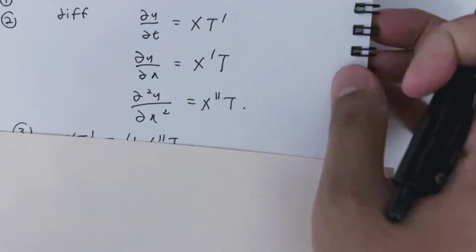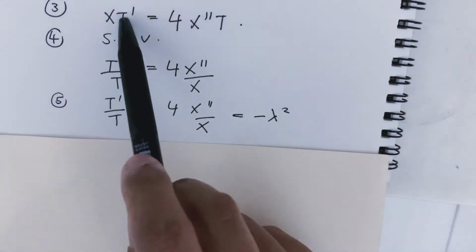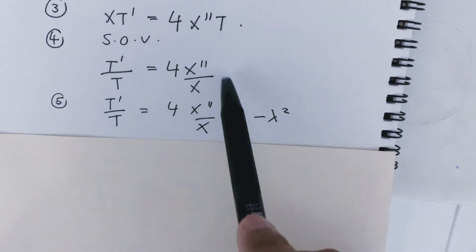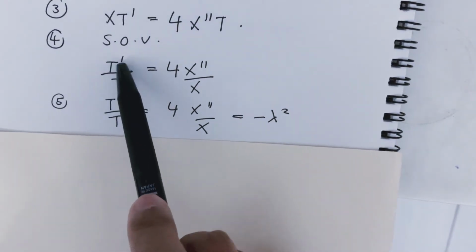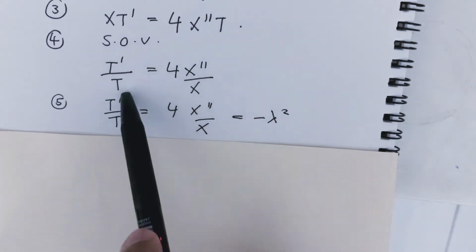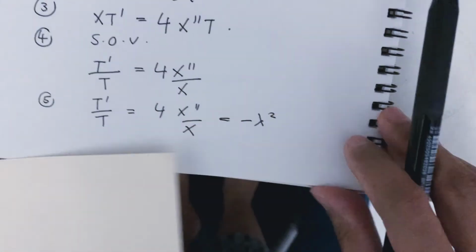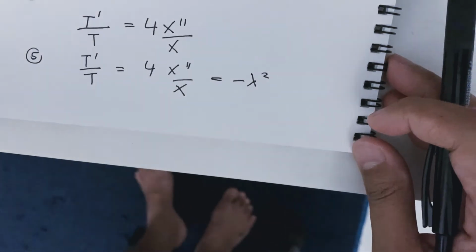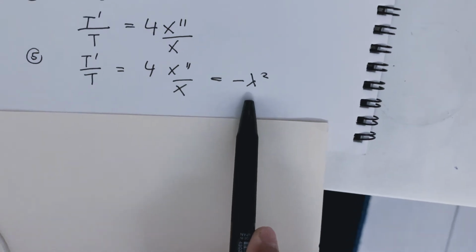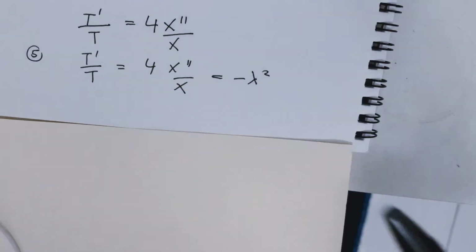Then we're going to do SOV, which is separation of variables. Now we're going to separate it, T with T and X with X, so we put the primes on top and the non-primes on the denominators. After we separate it, we're going to let this equation equal a constant. For this equation, we're going to let this one equal negative lambda squared, so we get the eigenvalue function.